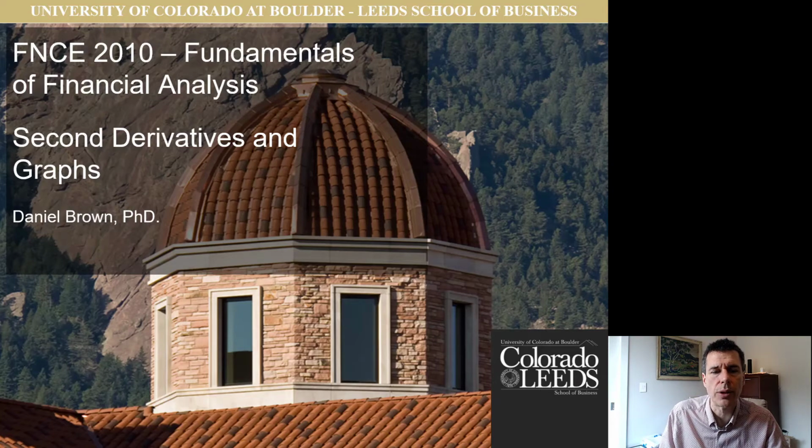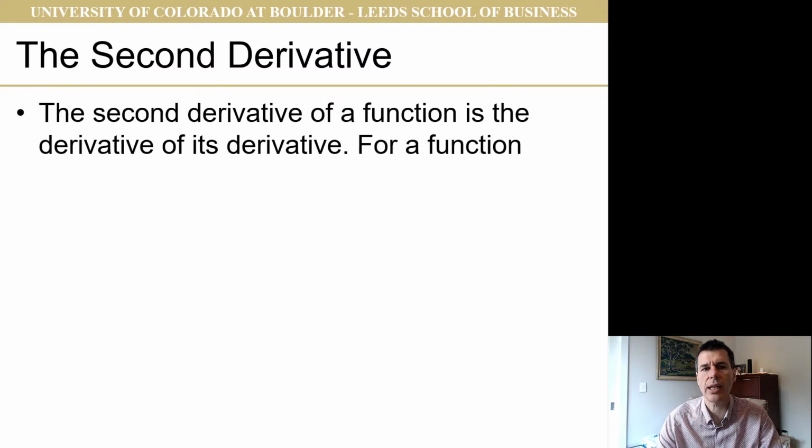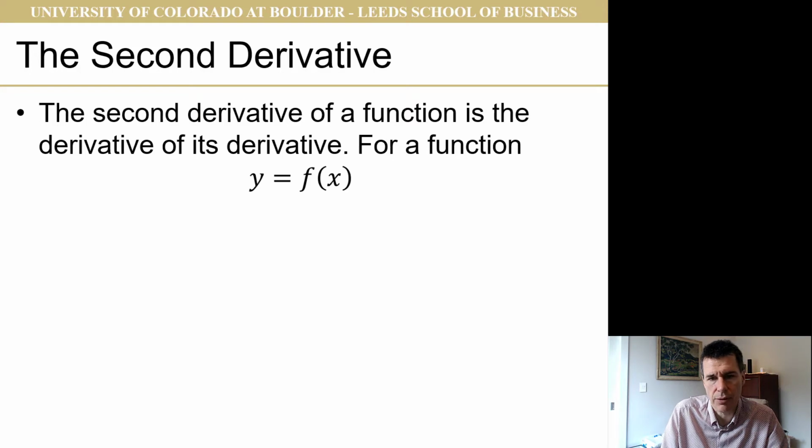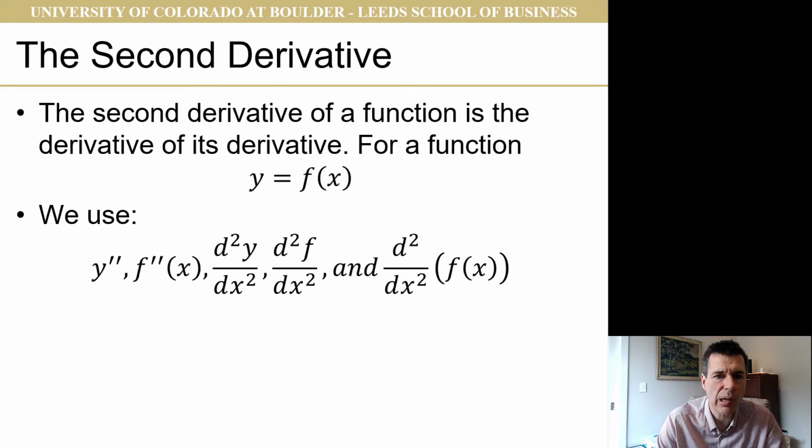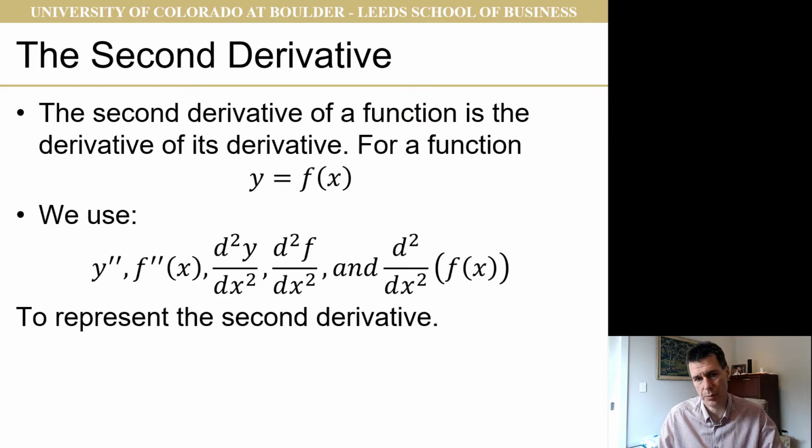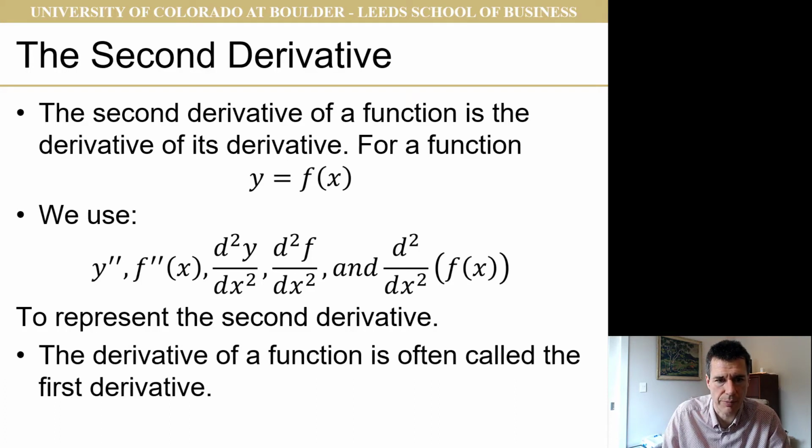In this video, we're going to talk about the second derivative of a function. The second derivative of a function is the derivative of its derivative. So for a function y equals f of x, we use y double prime or f double prime or d squared y dx squared or d squared f dx squared or d squared dx squared of f of x to represent the second derivative. The second derivative of a function is simply the derivative of its derivative.